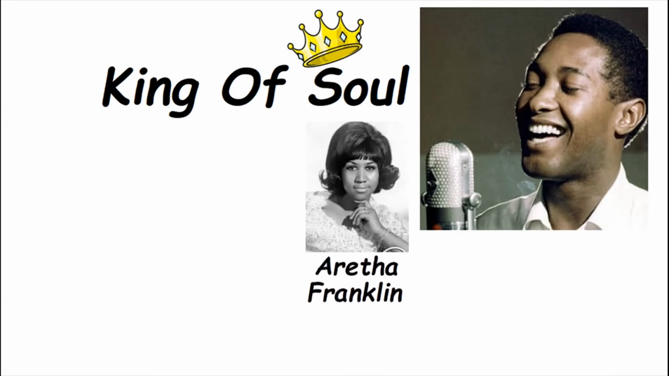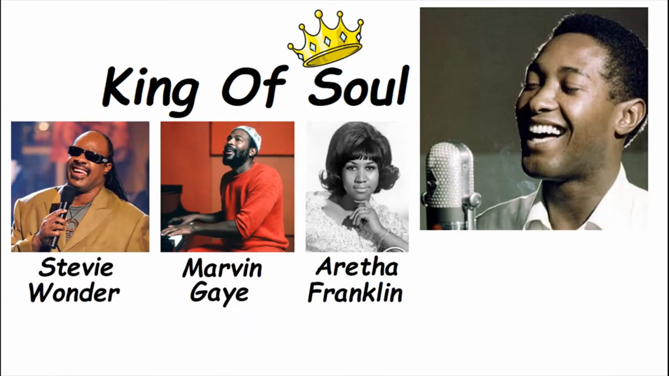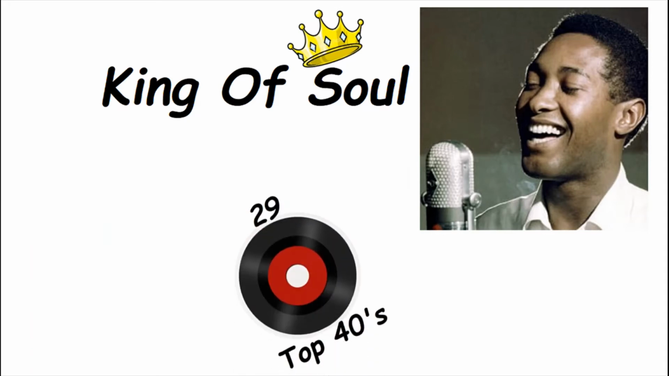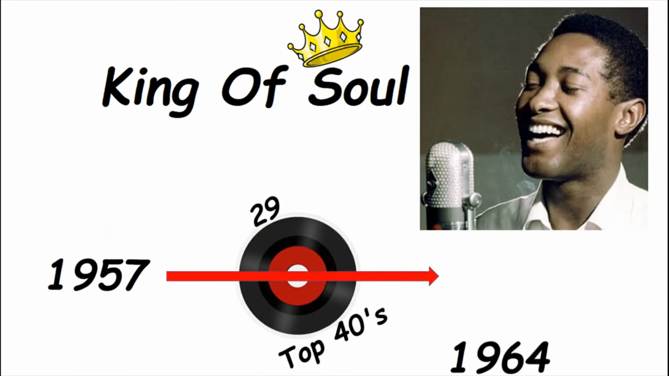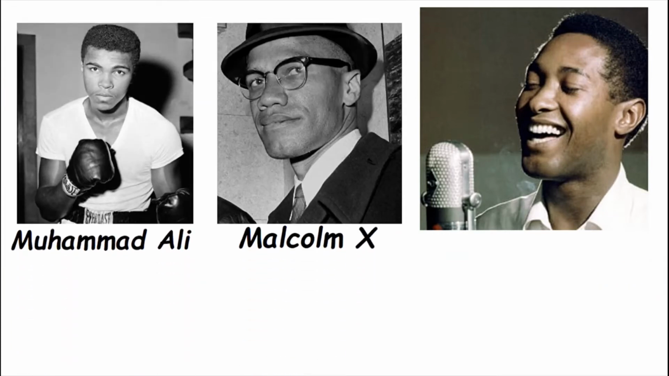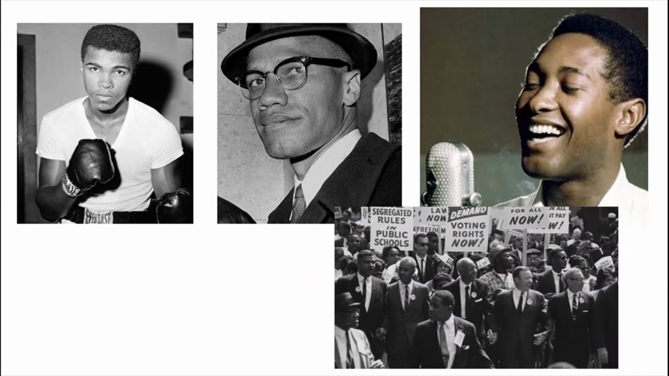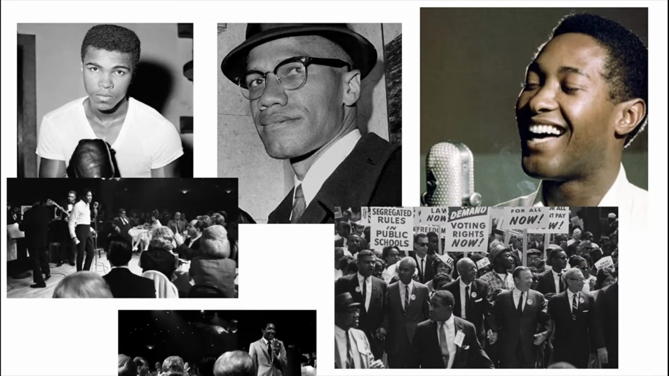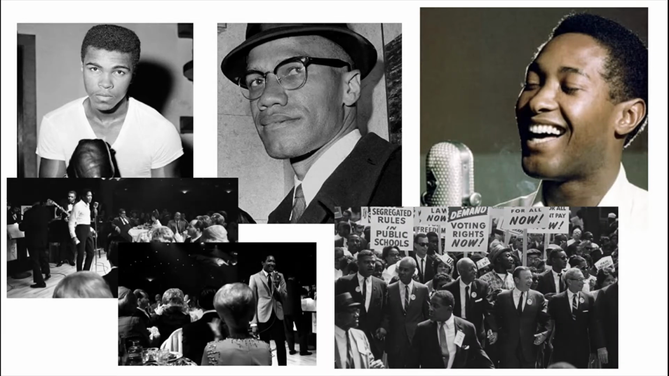Over his career, Cooke became regarded as the king of soul, bringing the music into the mainstream and influencing artists like Aretha Franklin, Marvin Gaye, and Stevie Wonder. He had 29 top 40 singles from 1957 until his tragic passing in 1964, and, being close friends with Muhammad Ali and Malcolm X, was also a central figure in the civil rights movement, using his popularity with white and black audiences to promote understanding and equality.